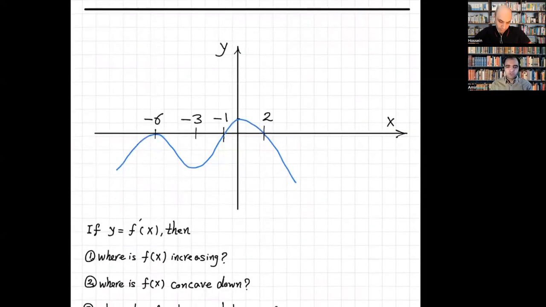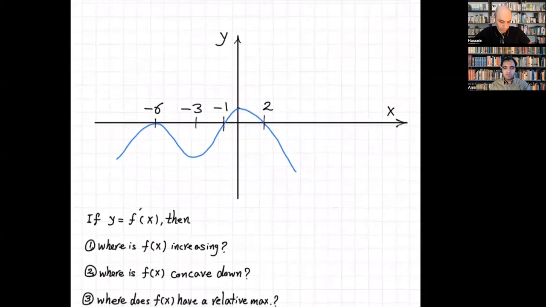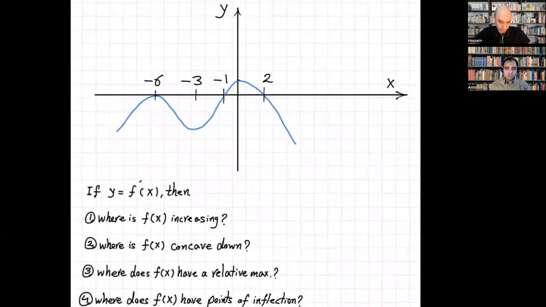So if you scroll down, please. In these questions, we assume that the blue curve is f prime, not f. It's a very important point. Then we have some questions. To obtain the answer for these questions, you need to look at the blue curve with the assumption that it is f prime of x, and then you answer the questions.